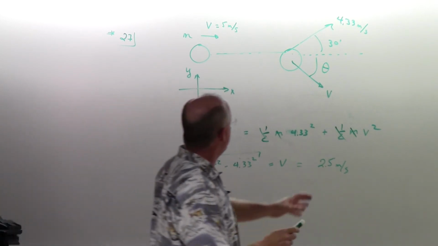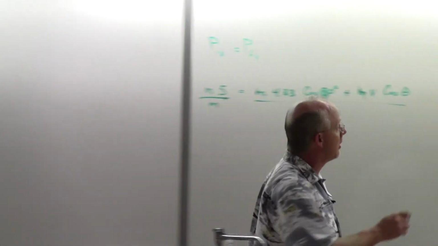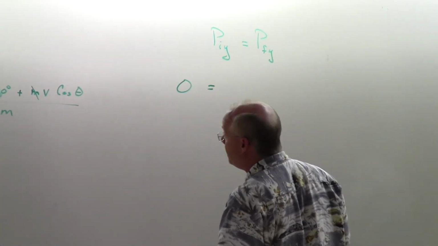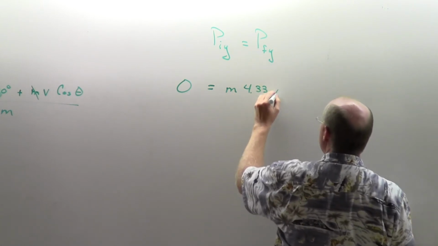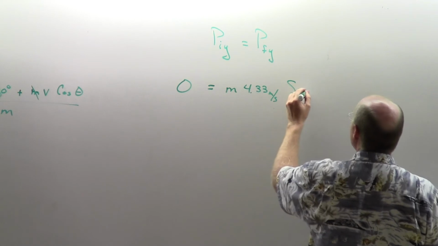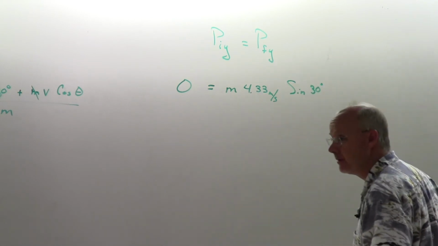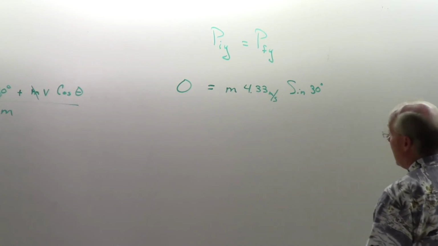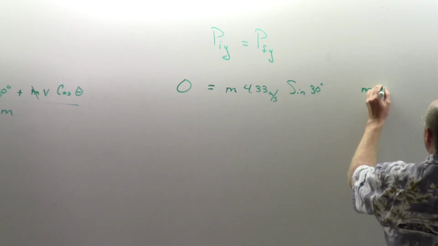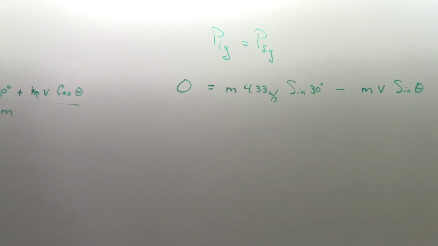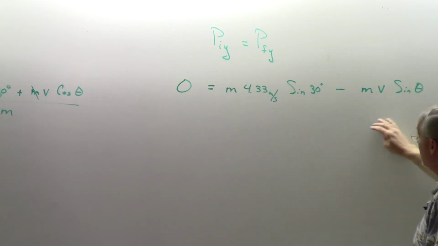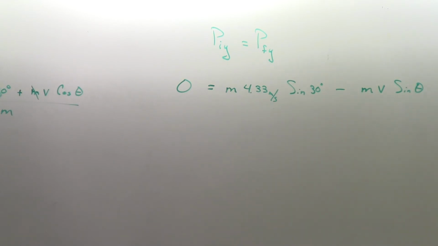All right, so then the momentum in the vertical direction for this guy would be m, 4.33 meters per second, sine of 30 degrees. And the other one would be mv sine of theta, but in the negative direction. Did you catch that? So there's the magnitude, there's the component, and there's the direction, as we've done so many times for vectors. Magnitude, component, direction.